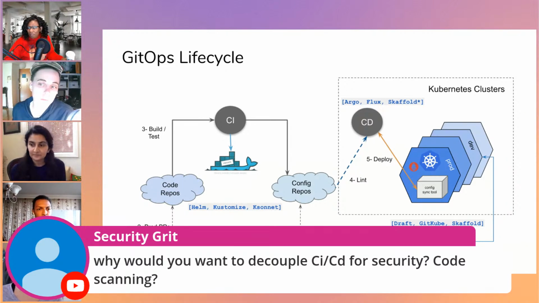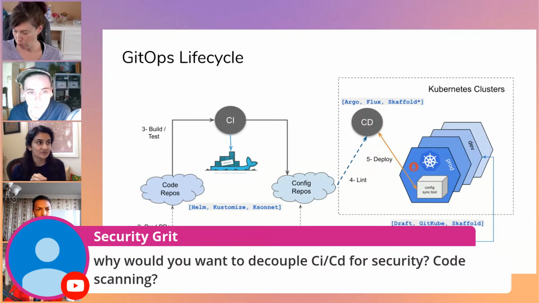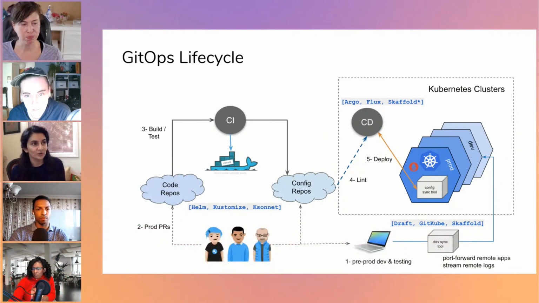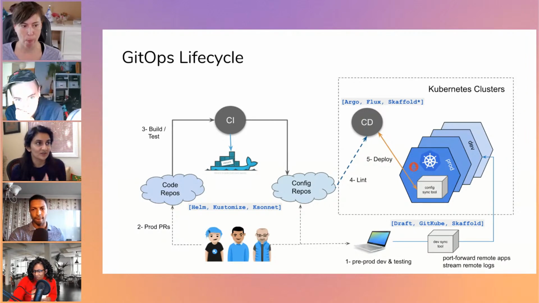The suggestion was possibly code scanning. So yeah, I do go into more detail about this, but I'll briefly touch upon it here. You would want to decouple CI/CD because that way you don't have to run your CI within your infrastructure. As you grow your environments and your clusters, you don't want to have to put a Jenkins or GitLab instance inside each different cluster environment or each different environment that you create. That becomes hard to manage.